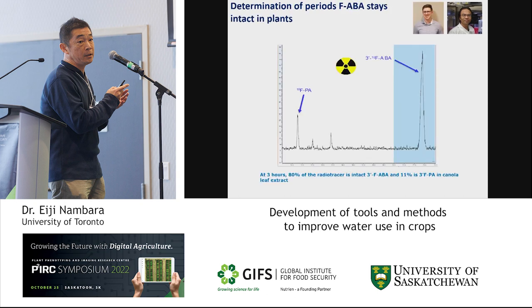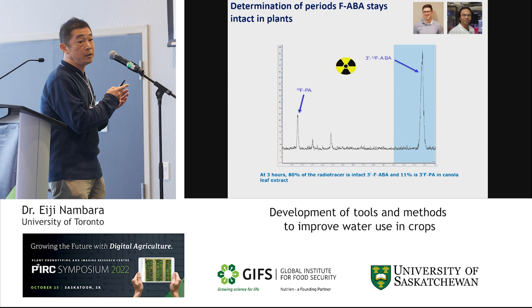Once we use radioisotope-labeled FABA and feed it to the plant, we can get an image. But we are not sure whether this image comes from intact ABA or catabolite. So we have to make sure how long FABA stays intact after we apply it to the plant. This is one example: after 3 hours of incubation, we extracted FABA. This is the isotope count of FABA, this is the major catabolite, FPA, and some other minor catabolites. After 3 hours, still 80% of the FABA is intact. We have more time course experiments, but basically within 3 hours of administration, the signal comes mostly from intact FABA.